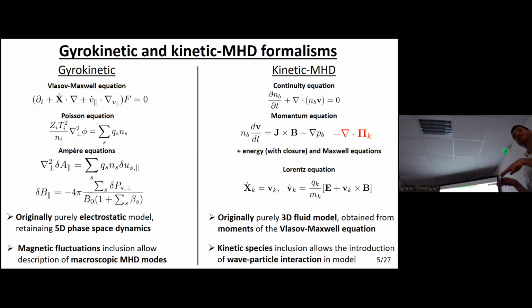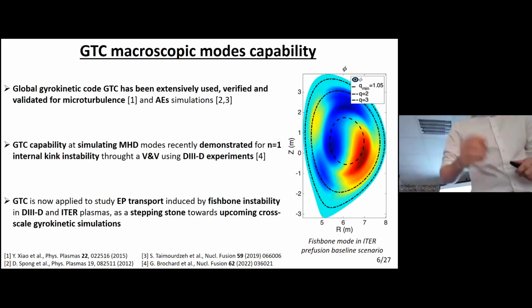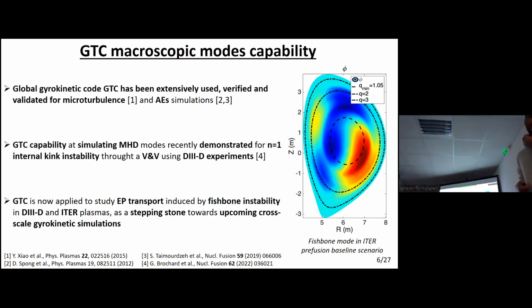But in this talk, we're going to mainly focus on the gyrokinetic formalism and how we can, in the first part, treat MHD. The code I'm using is the global gyrokinetic code GTC, which has been used, verified, and validated in the past for both microturbulence and AEs. Very recently, the code's capability at simulating MHD was demonstrated for the n=1 kink mode through a verification and validation using DIII-D experiments. I'm going to talk about that in the first part.